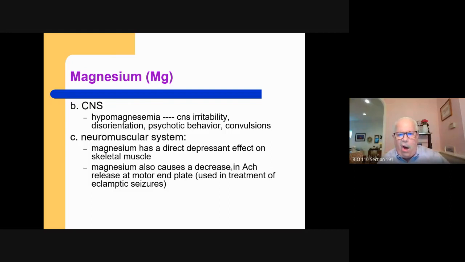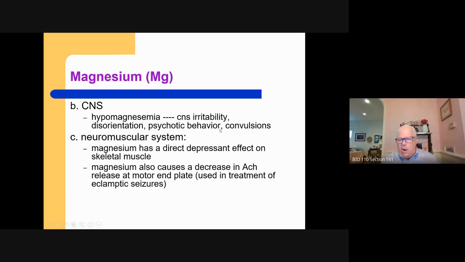People that are alcoholics will develop hypomagnesemia. They will develop irritability. They'll develop disorientation. They will develop seizures. So if you are an alcoholic, you lack magnesium. And the treatment of irritability and convulsions in an alcoholic is to give them magnesium.